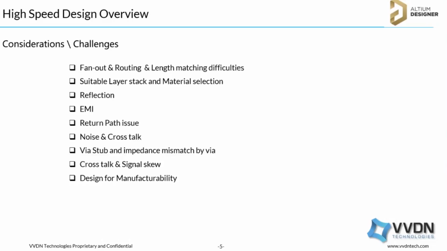Okay, and of course, we should take care of the material and layer stack. If you are handling high speed, what material do I have to choose, and what layer stack do I have to follow? And how to avoid the reflection. As I said, if the signal is switching state quickly, you will face reflection. And if you are not following the impedance, the signal will get reflected back to the source. So we need to take care of the reflection and EMI issue.